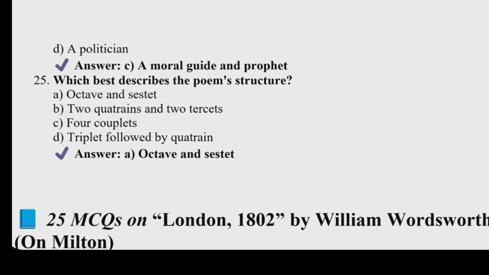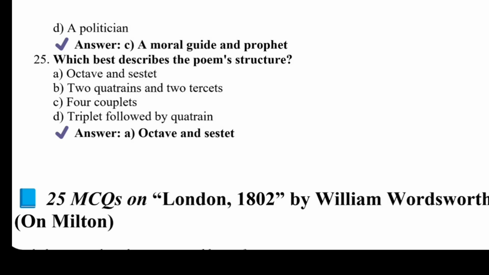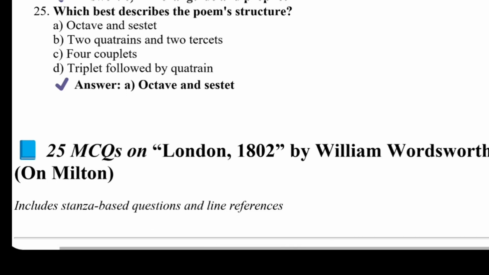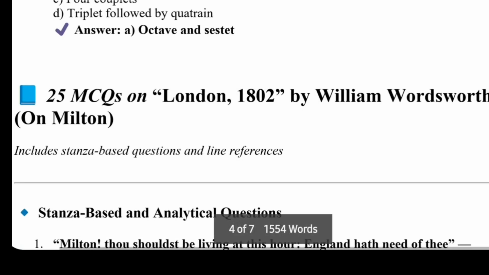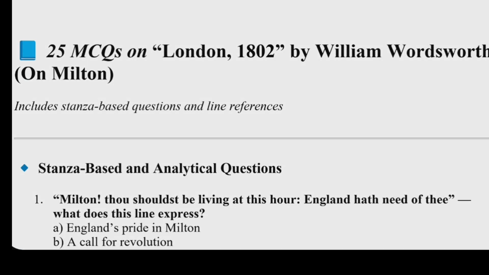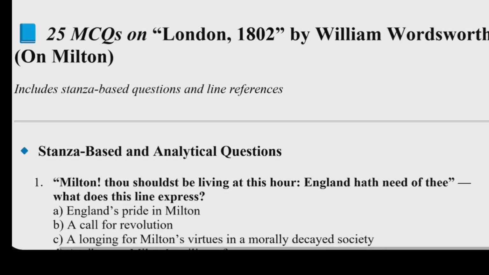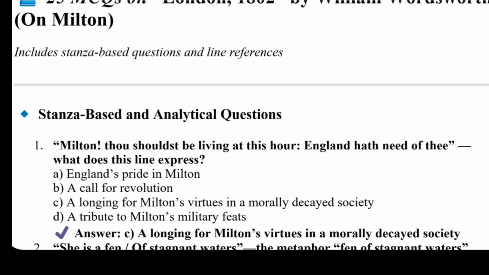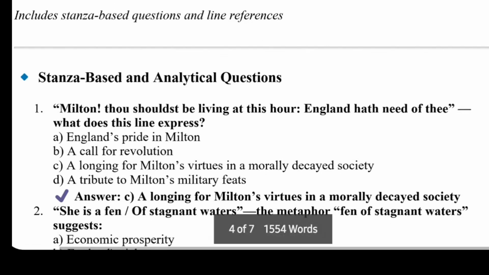Now about 25 more multiple choice questions on this poem that are stanza based questions and line references. So first question is, Milton, thou shouldst be living at this hour, England hath need of thee. What does this line express? It expresses a longing for Milton's virtues in a morally decayed society.